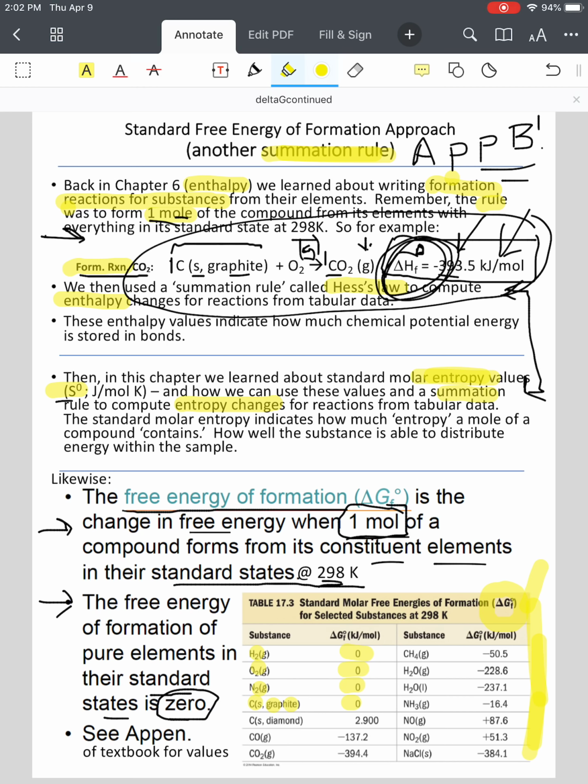Now, graphite is the standard state reference material for carbon, okay? So all of these have 0 delta G0F values in kilojoules per mole here, okay? And that makes sense, because aren't they pure elements in their standard reference states? And by definition, their delta G zeros are all 0, okay? So no big surprise there.